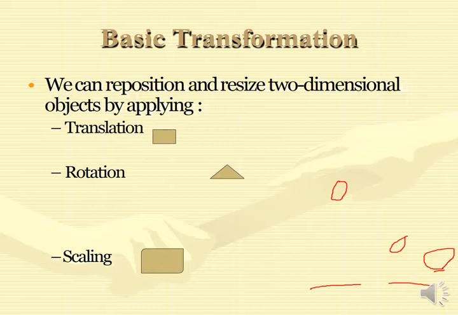So whenever we are seeing through a camera, if an object is coming forward, it gets bigger, and when it is going backward in the camera in 2D viewing, we are going to see that it is getting smaller. So that is basically the concept of scaling.